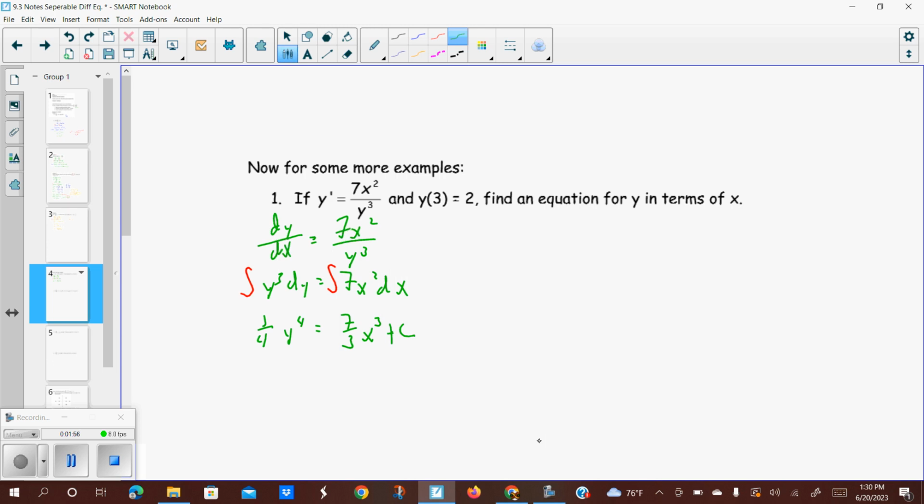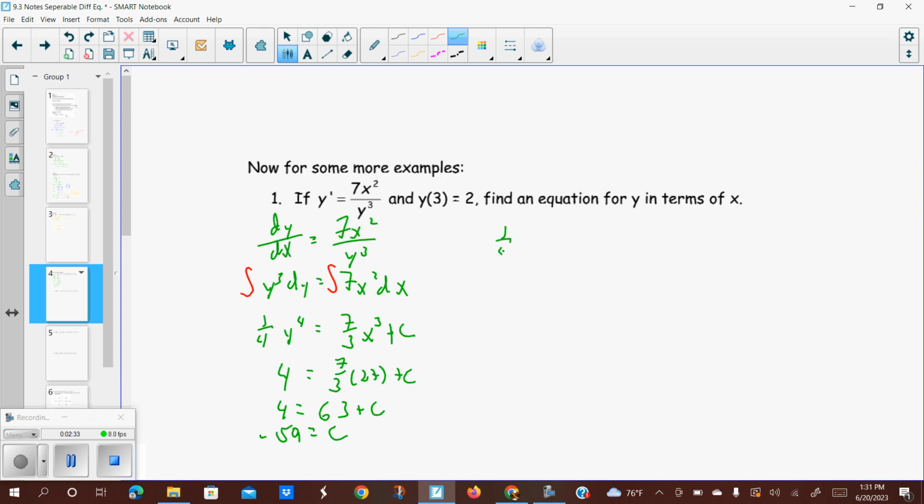So when x is 3, that'll be 3 cubed, which is 27. Y is 2, so that's going to be 2 to the 4th. 2, 4, 8, 16. That's 16 divided by 4, which will give us 4. So let's see, on the right-hand side, we get 7/3 times 27. Well, 27 divided by 3 is 9, times 7 is 63, plus c. So subtracting 63 on both sides, we should get that c equals -59. So let's plug that back in.